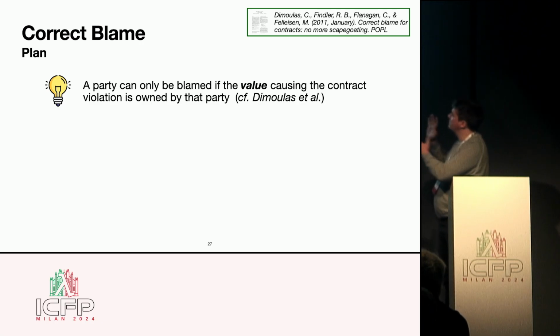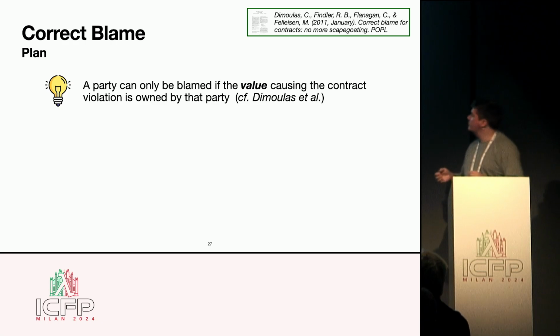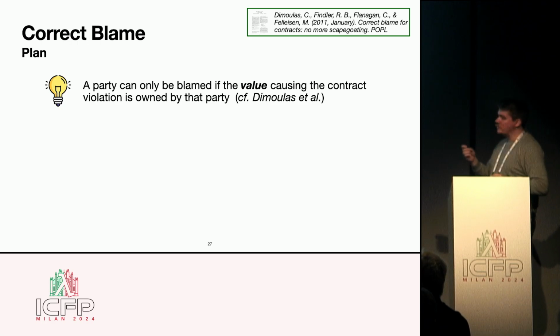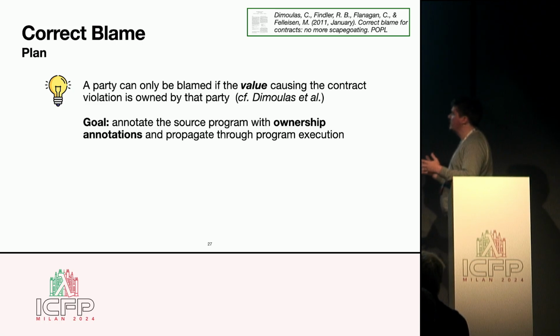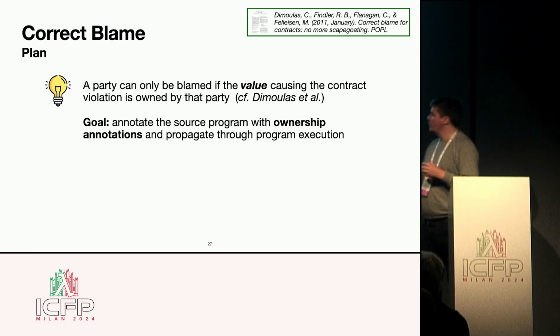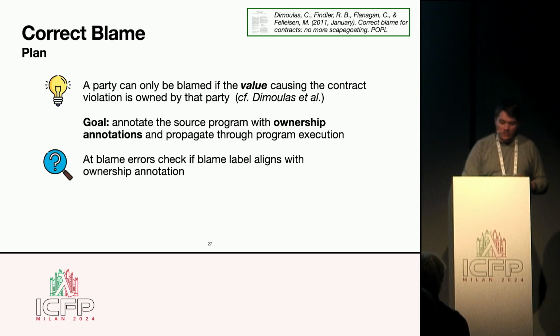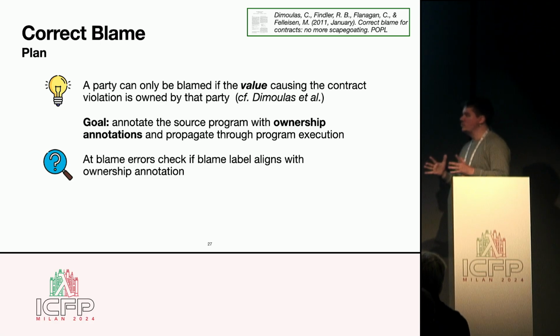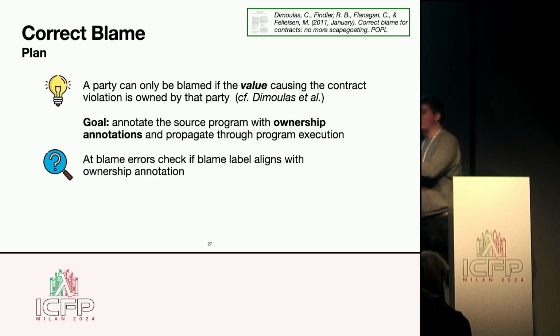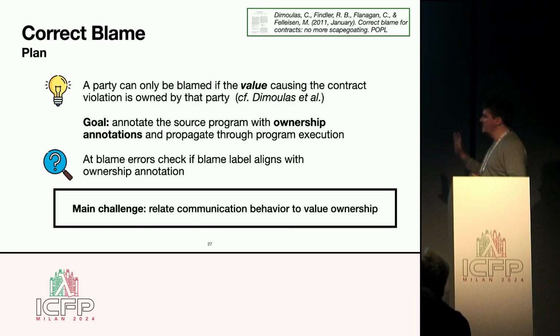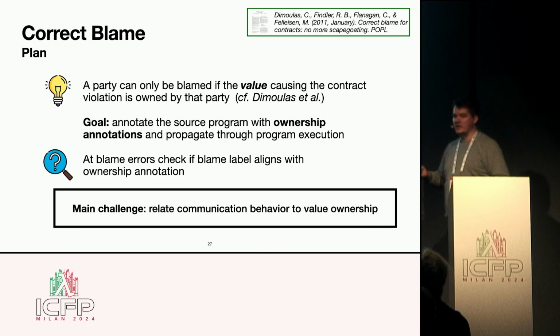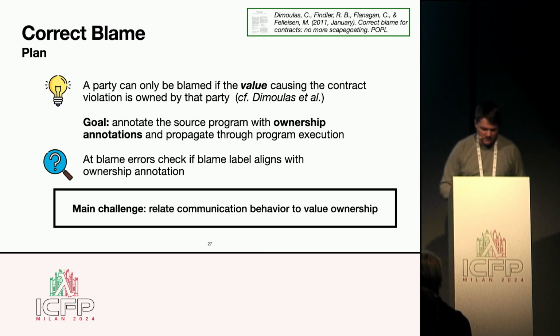The blame correctness proof that we propose in the paper is based on some work by Dimoulas and others, and there they introduce the notion of ownership. They say that a party in the contract system can only be blamed if the value that caused the contract violation is owned by that party. To do this, you have to annotate the source program with some initial ownership annotations, which then get propagated throughout program execution. Once the time comes, if there is a contract violation, we just need to make sure that all the blame labels align with these ownership labels. If so, we have a correct blame assignment semantics. The main challenge, but you can find more details in the paper, was to relate communication behavior to value ownership, but I don't have time to go too deep into this.